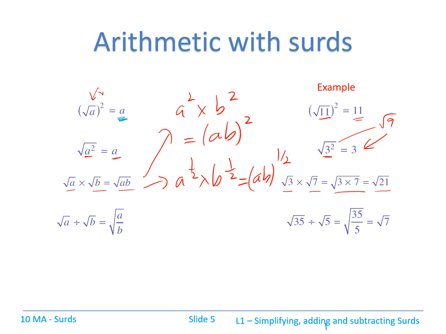Likewise here, root a divided by root b, that's the same as a to the half on b to the half, which is a on b to the half. So here, if I've got two numbers under a square root, the number that I'm dividing by becomes the denominator, and then the first number becomes the numerator. So if I had root 35 divided by root 5, I just get root 7.